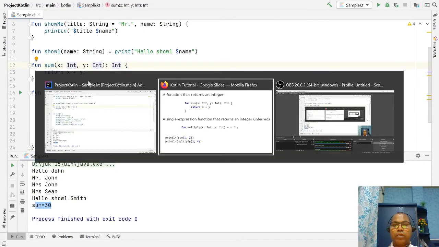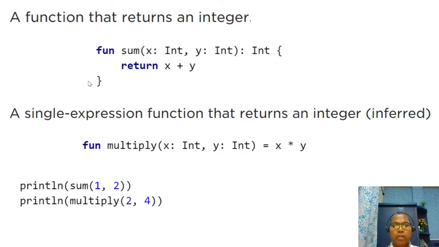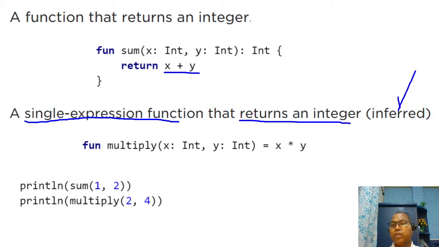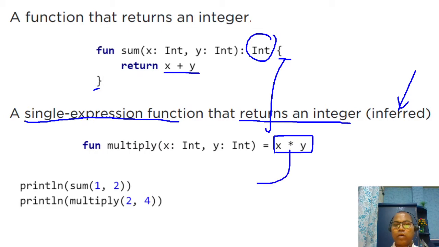Next, if this is a single expression function that returns an integer, the data type can be inferred. You don't need a curly brace. Instead of opening a curly brace, just place an equal sign and then the value, and it is all automatically inferred here.